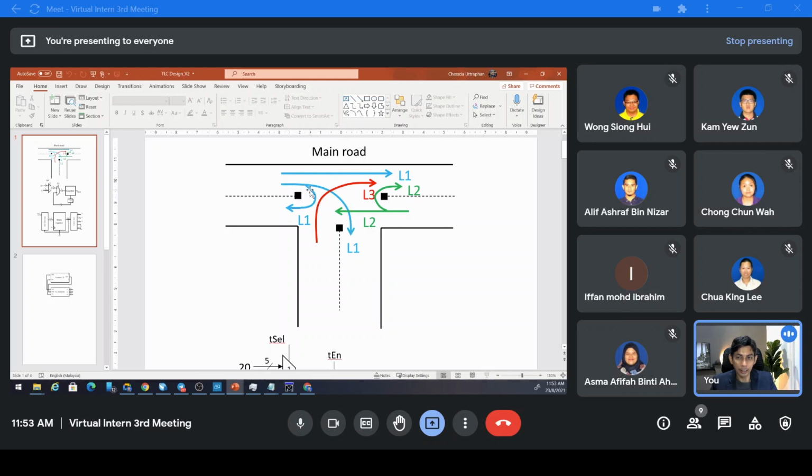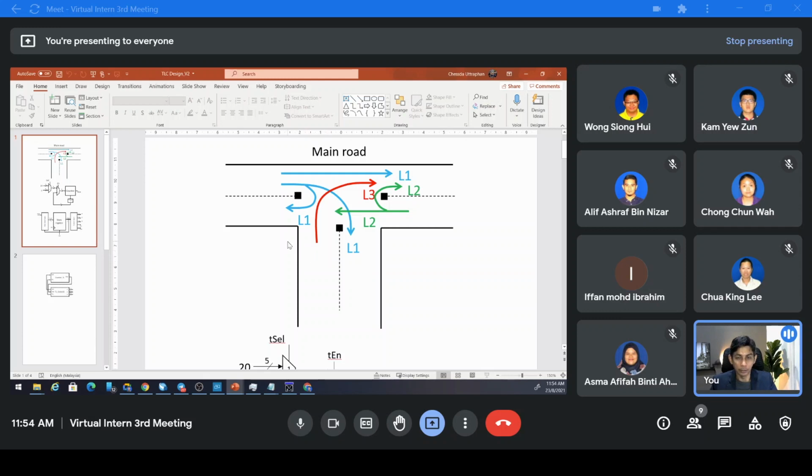L1 is allowed to go, from here or go to here, so all other lights must be red. L2 is red, L3 is red, so that here can go. But if L2 is green, the others, L1 and L3, must be red. If L3 is green, L1 and L2 must be red. So that is a very simple sequence.